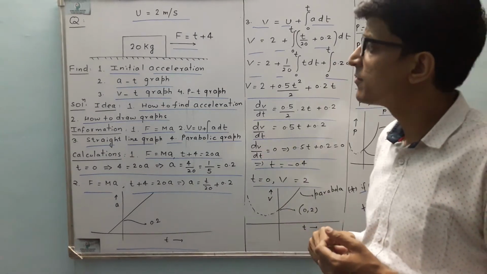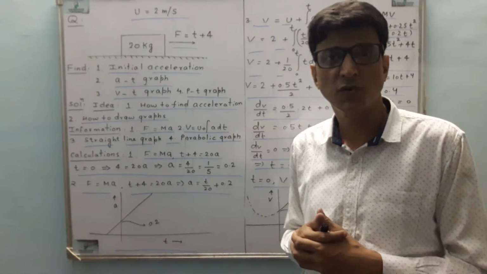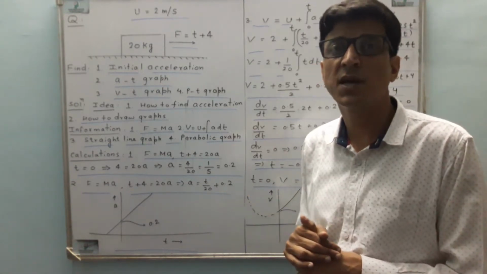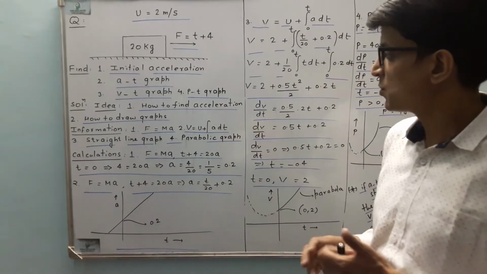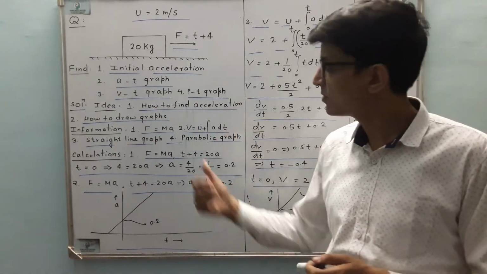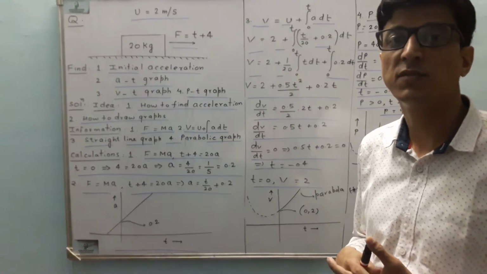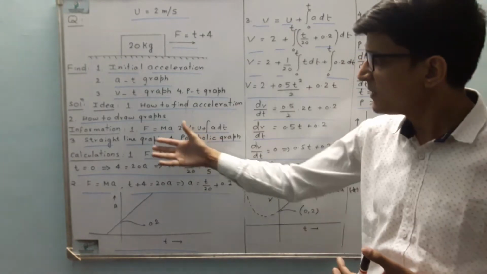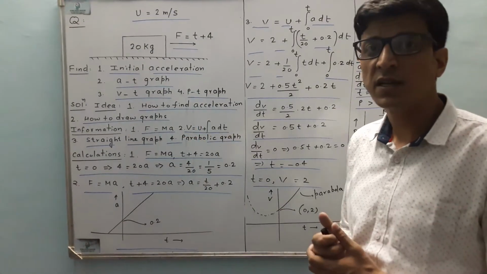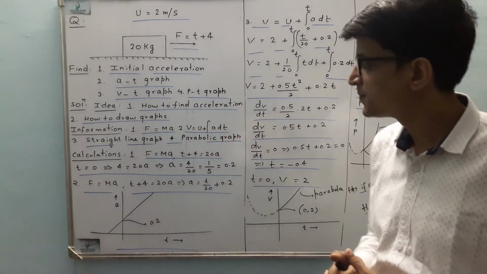Now let's talk about the information. We know that acceleration can be found from the force equation. Force is equal to ma, which is the second equation of motion for constant mass. Another thing is we need to find velocity. We know the relation from the first equation of motion, v is u plus integral of a dt for variable acceleration. Third is information about straight line graphs. We need to know how to draw straight line graphs. Then parabolic graphs, we need to know how to draw parabolic graphs.